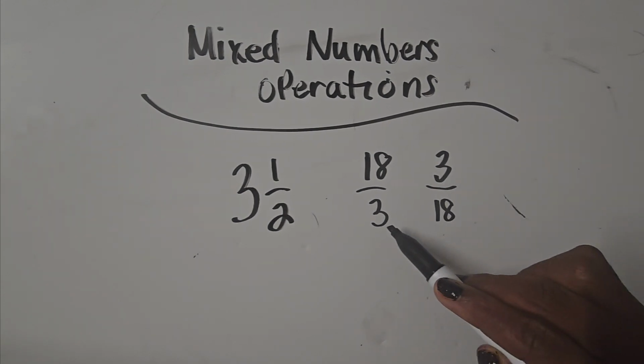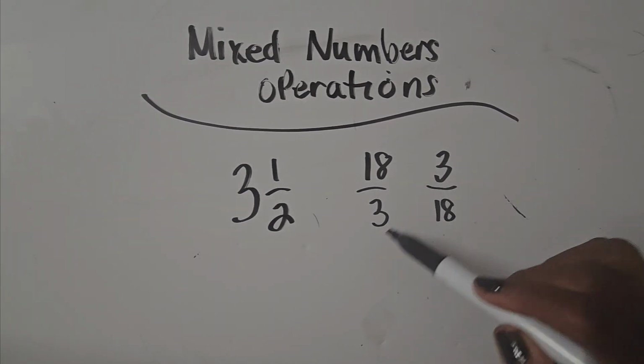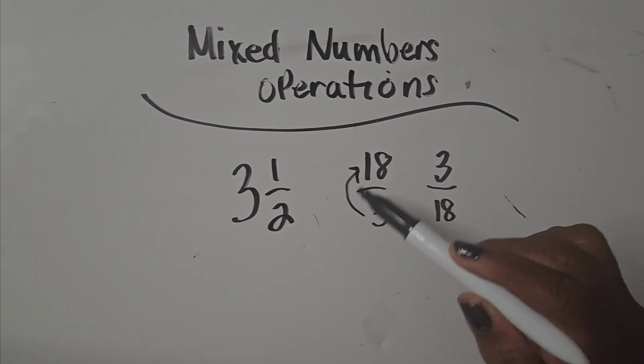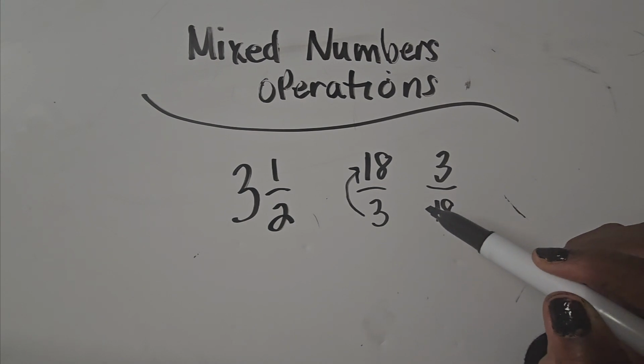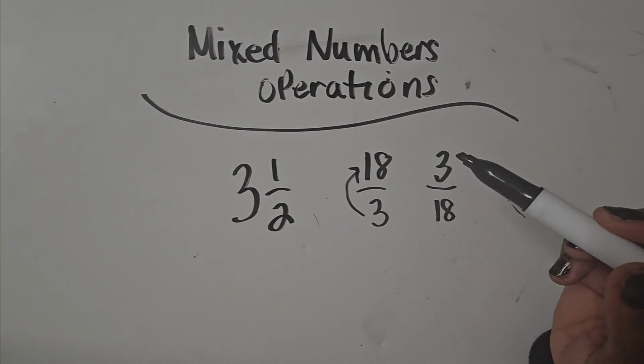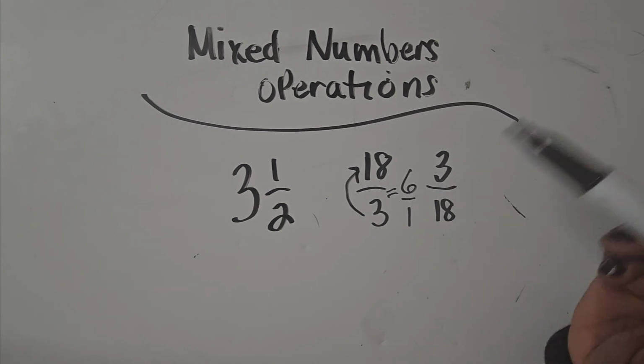If you're taking a test and you see a fraction like this, and you're looking for an answer and you don't see it, make sure that you do the last step. How many times can 3 go into 18? 3 times 6 is 18. So this answer is truly 6 or 6 over 1.